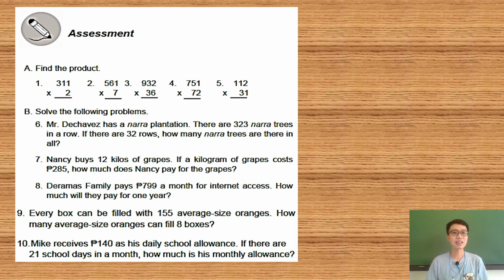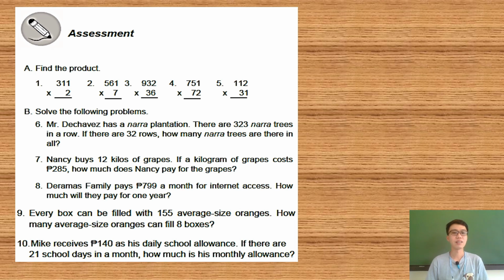Number 6, Mr. De Chavez has a Nara plantation. There are 323 Nara trees in a row. If there are 32 rows, how many Nara trees are there in all? Number 7, Nancy buys 12 kilos of grapes. If a kilogram of grapes costs 285 pesos, how much does Nancy pay for the grapes?